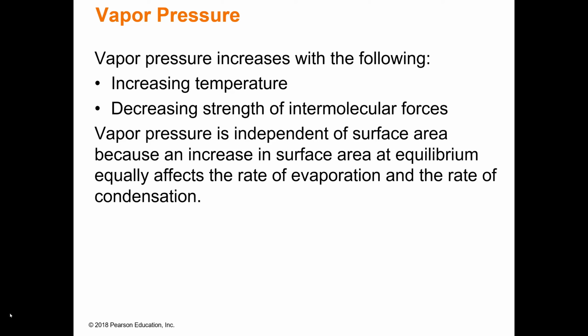Surface area doesn't change the final vapor pressure. Spreading the same liquid into a shallow tray versus a narrow beaker does not change the equilibrium vapor pressure. Bigger surface area speeds up how fast equilibrium is reached. Both evaporation and condensation speed up equally, but the final vapor pressure at that temperature is the same.